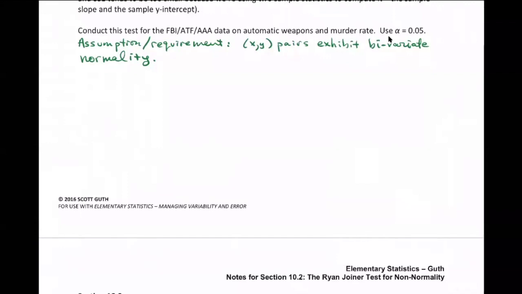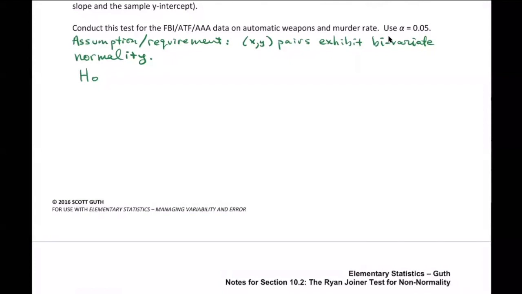Okay. So the null hypothesis is exactly as it says above, that the population correlation coefficient is 0. So there's no population correlation between X and Y.